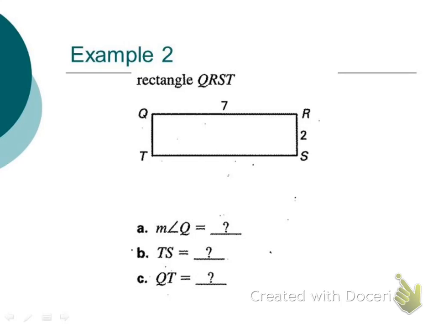In your notes, we labeled them with a little box. They're all what? Right angles. What's the measure of a right angle? 90 degrees. So angle Q is going to be 90 degrees. So is angle T, so is angle R, so is angle S.